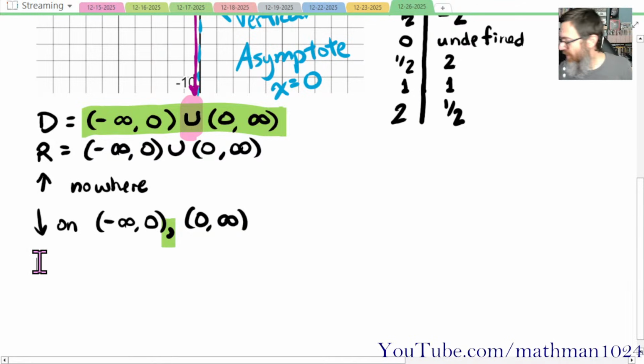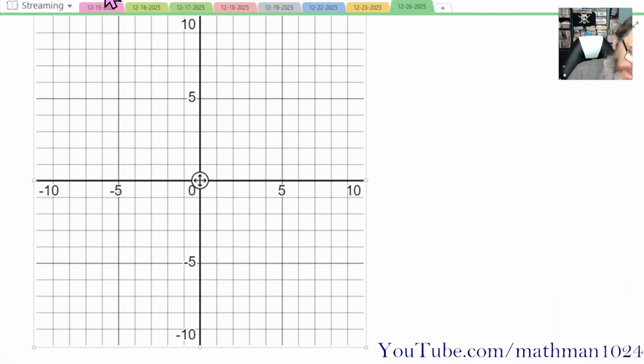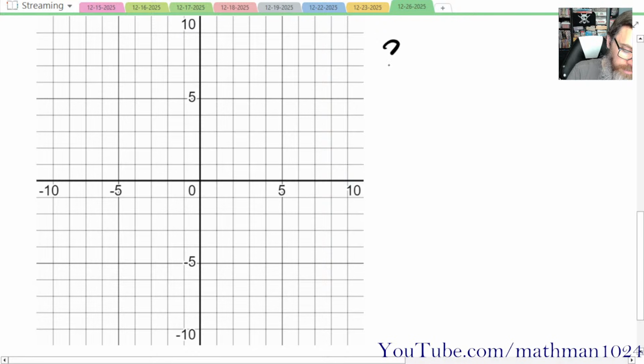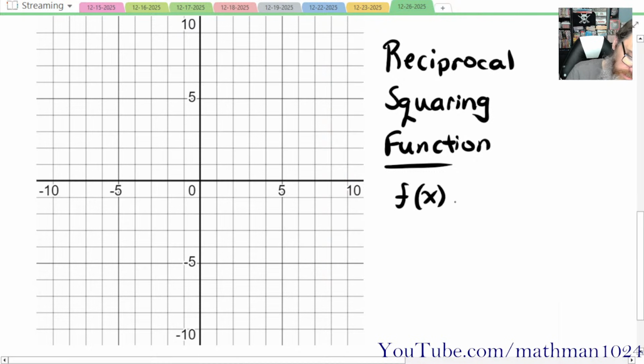Now let's look at someone who is also kind of in this section. And this is going to be the reciprocal squaring function. And again, they're kind of on the nose whenever they name these functions. The reciprocal squaring function, excuse me for going too fast there, is f of x equals 1 over x squared. So not only are we having to do the reciprocal, but we also have to square as well.